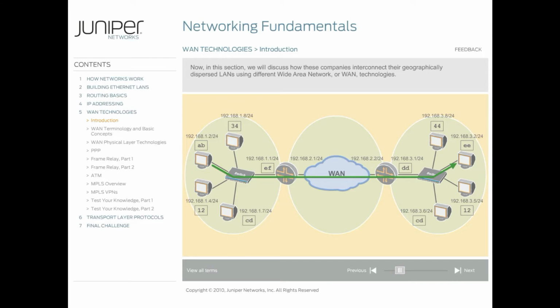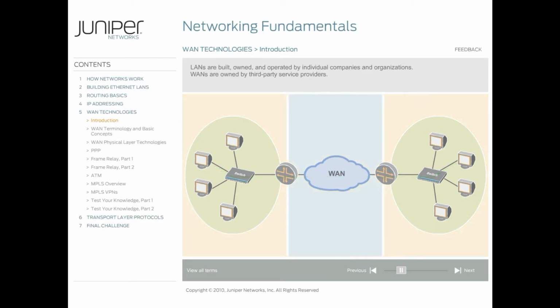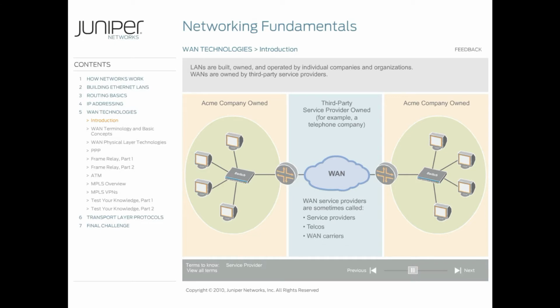One key difference between a LAN and a WAN is that LANs are built, owned, and operated by individual companies and organizations. But unlike LANs, WANs are owned by third-party service providers. A company wanting to connect its geographically dispersed LANs must subscribe to a WAN service provider, such as a telephone company, to use or lease its WAN carrier network services. WAN service providers are also called service providers, telcos, WAN carriers, or just plain carriers. A company then uses the data links provided by these service providers to connect remote locations to each other or to access the Internet.